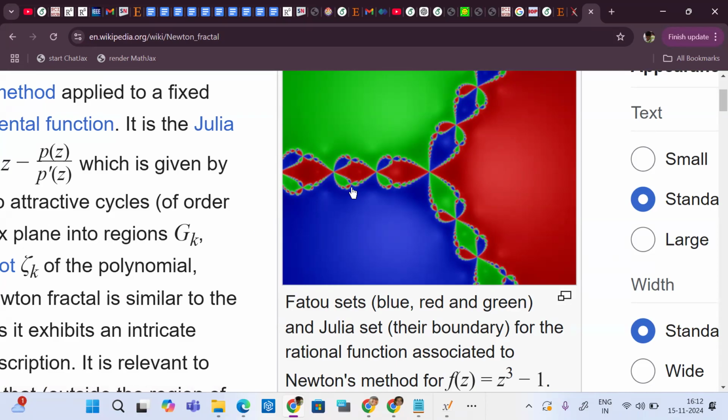So why did I show you this diagram? It is the best example of multistability. The equation z cube minus 1 exhibits three roots at the same instant, but a particular initial condition will converge to only one at a time.